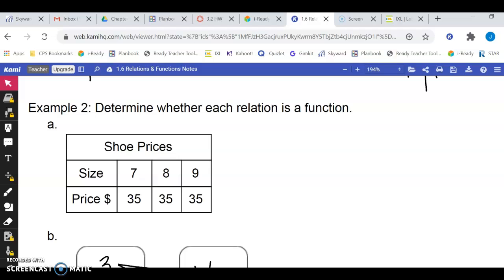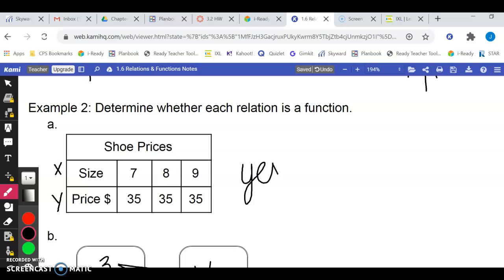So for example 2, it says determine whether each relation is a function. So this one's about shoe prices, the size of the shoe versus the price of the shoe. So size is first, those are our x's, and the price would be our y's. So we're just looking to see if our x repeats, and we have 7, 8, and 9. So yes, this is a function.